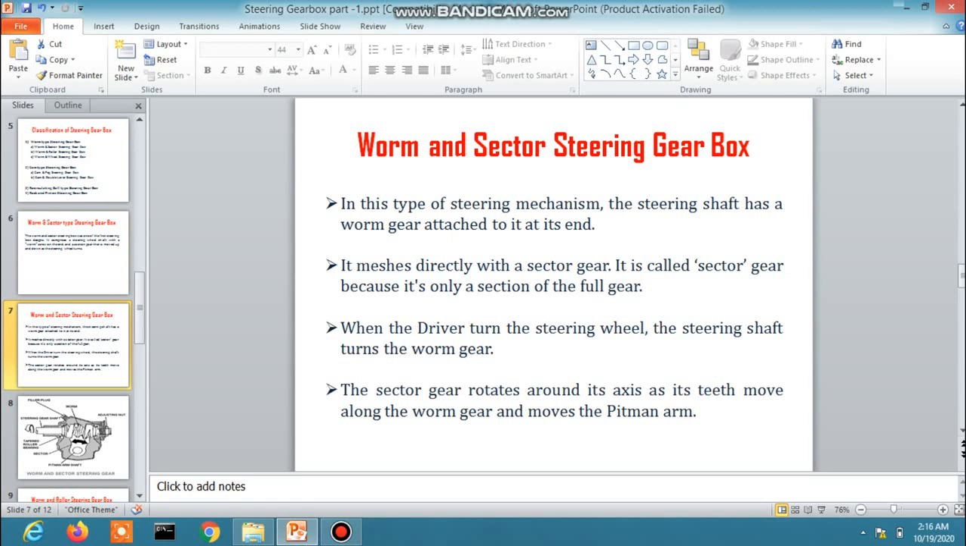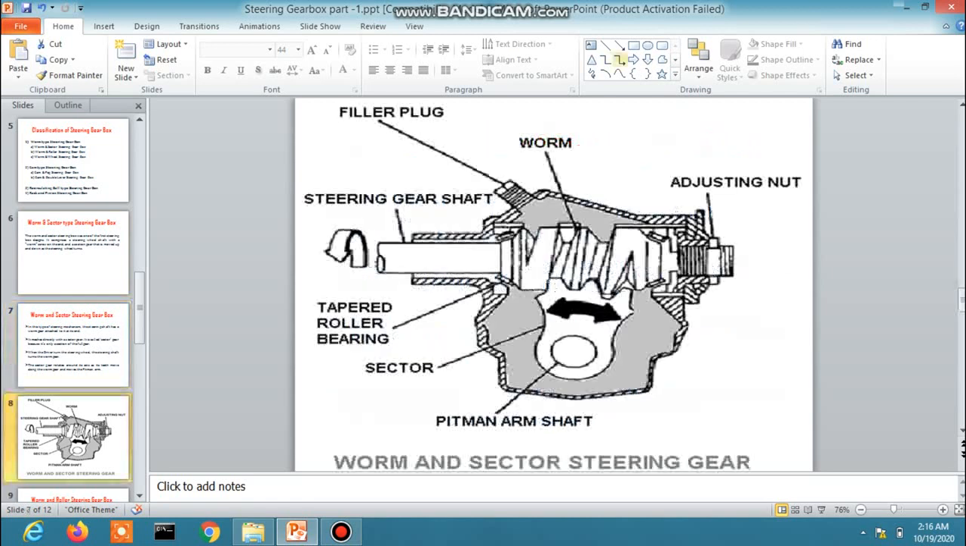So this is the picture of the worm and sector steering gearbox. This is the steering shaft and this is the worm gear or worm wheel. It is directly connected with the steering shaft, and the other end is connected to the cover.